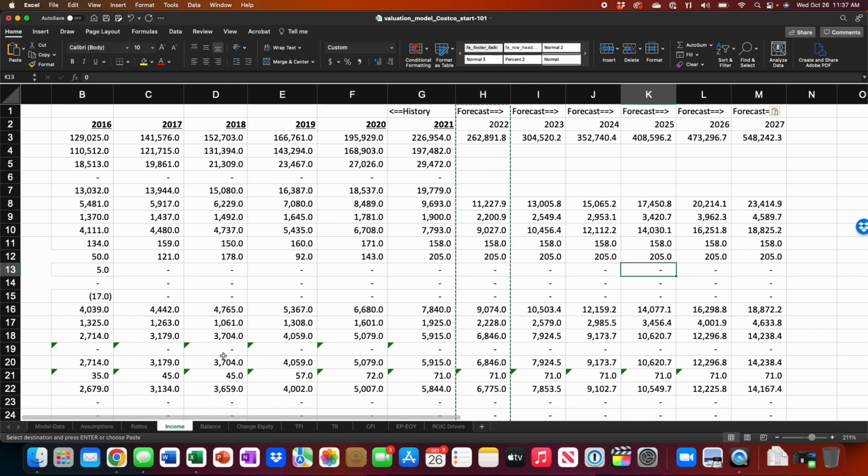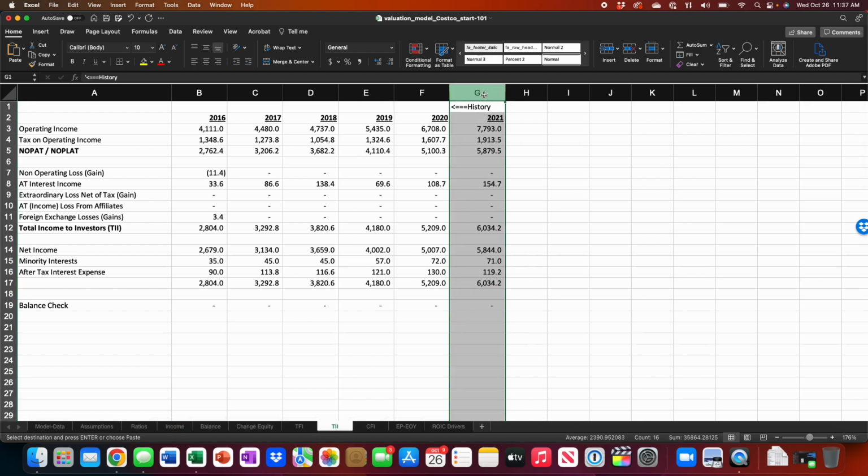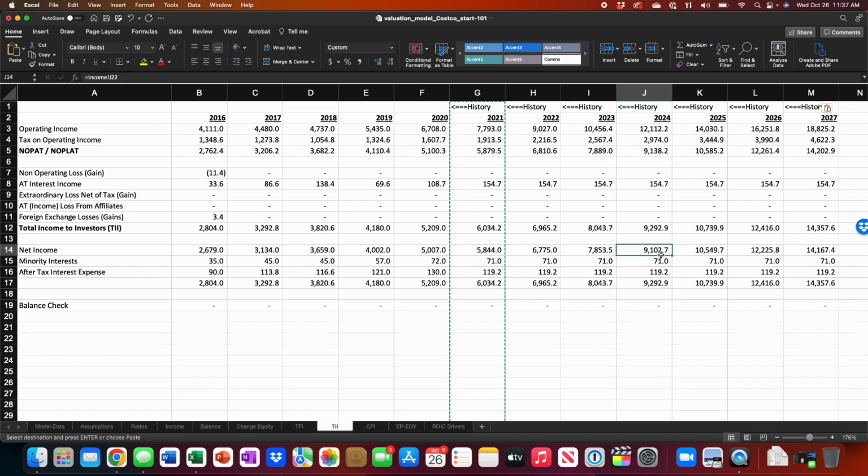You would appreciate this next step in the midterm. Go to your TII. Take column G, copy it, go to column M, paste it. We now have 6 years of forecasted TII going through 2027 that balance.